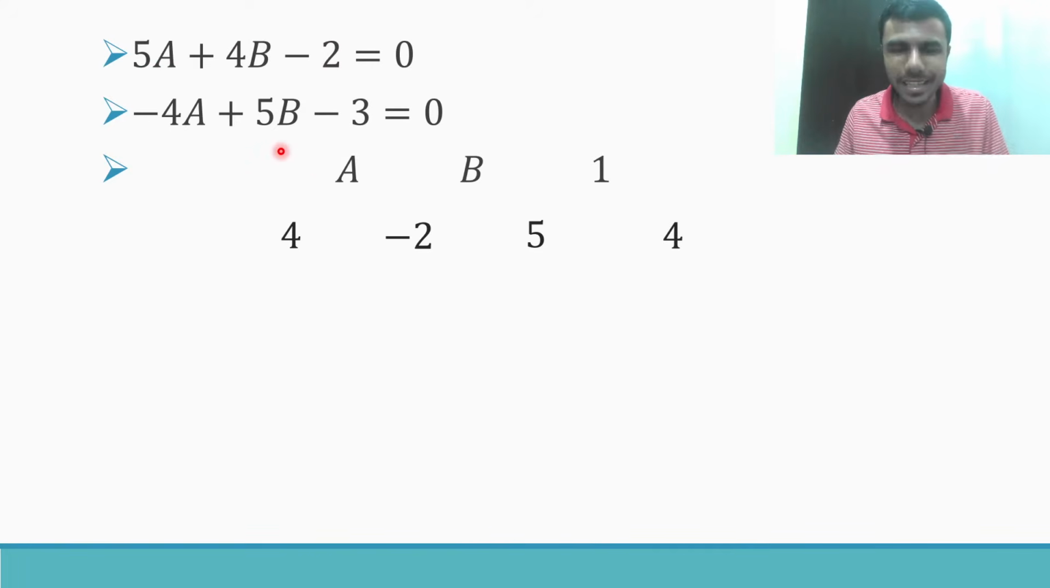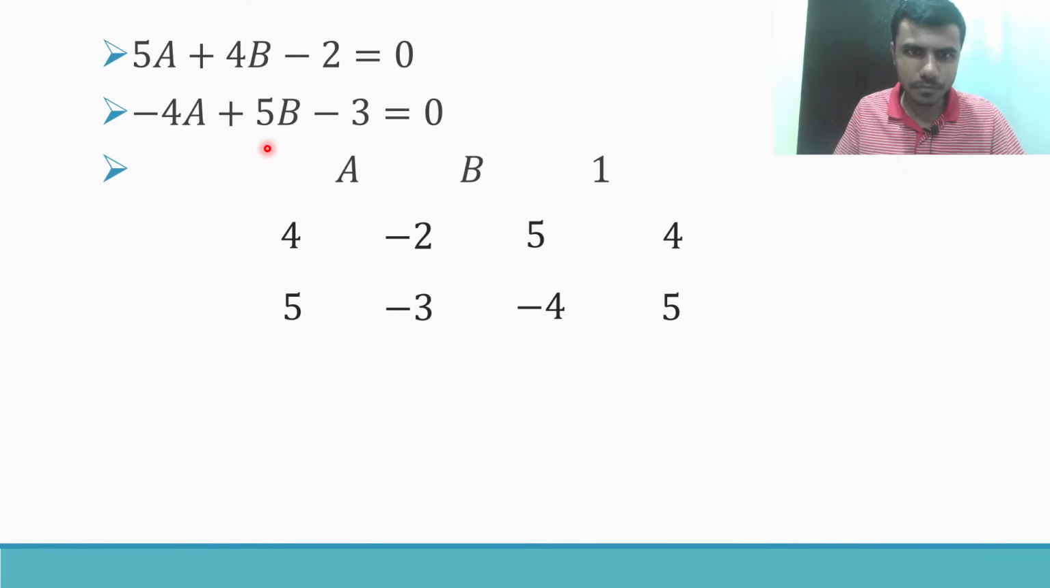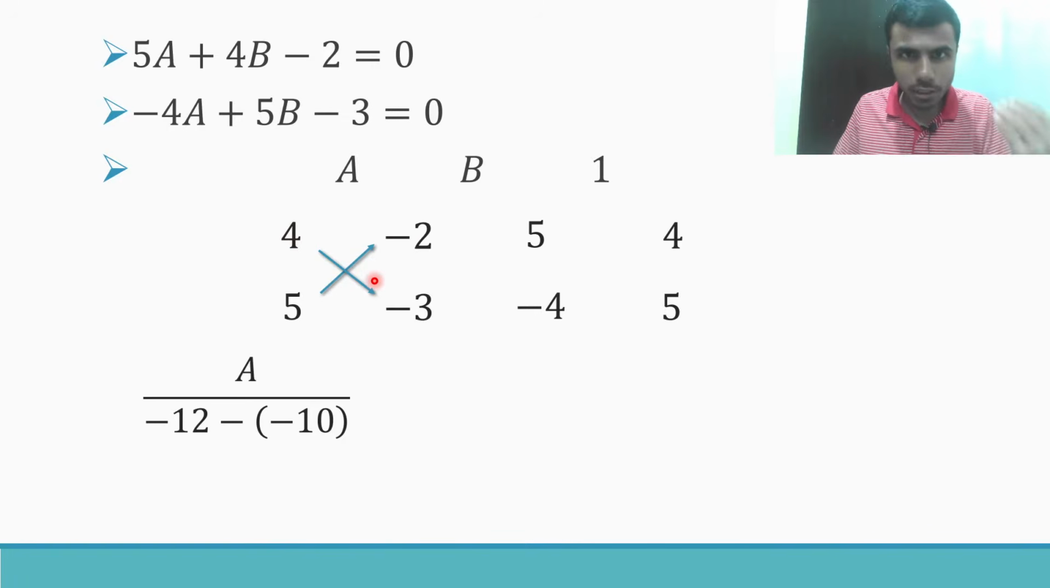Fine. Now next, likewise in the second equation also, start with the coefficient of b. Here I have 5, so 5, minus 3, minus 4 and 5. Okay. Now what I'd get is a divided by 4 into minus 3 minus 5 into minus 2. This is what I get. 4 into minus 3 is minus 12, minus 5 into minus 2 is minus 10. That's what I have here.